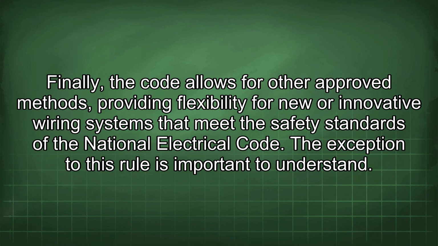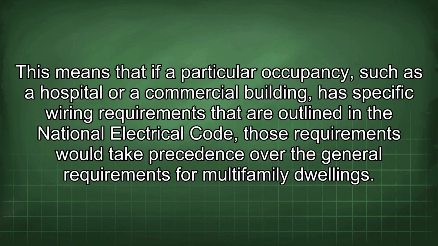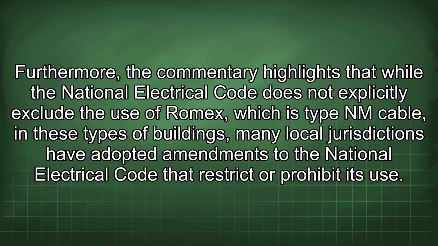The exception to this rule is important to understand. It states that other wiring methods may be used if they are specifically permitted for the type of occupancies covered in the article. This means that if a particular occupancy, such as a hospital or a commercial building, has specific wiring requirements that are outlined in the National Electrical Code, those requirements would take precedence over the general requirements for multifamily dwellings.